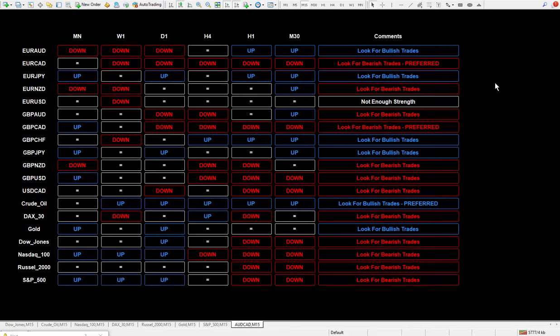Here we go. On the daily trade plan, it's an expert advisor. This is running in real time. And as the time carries on, it can change from look for bullish trades to bearish trades. Some of them can be preferred. And every once in a while, it'll just be a little bit flat.